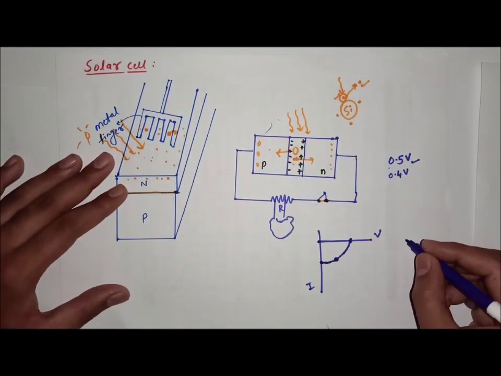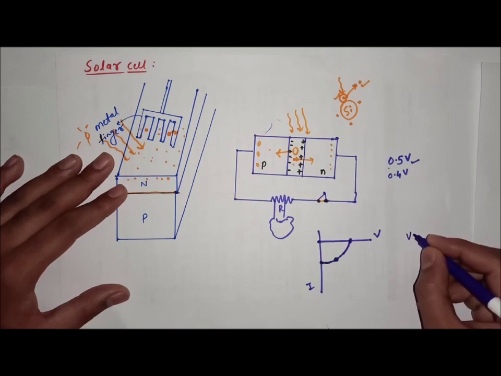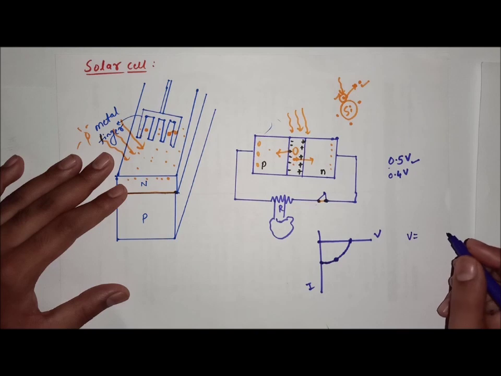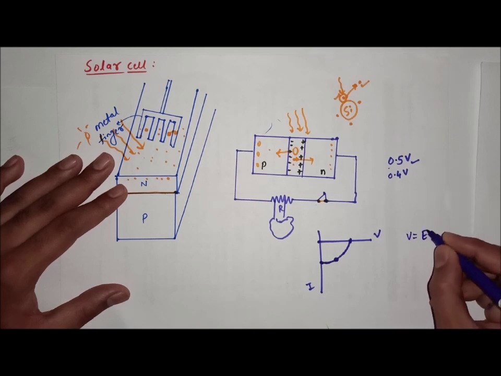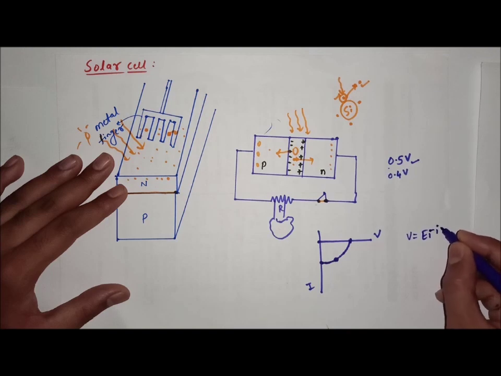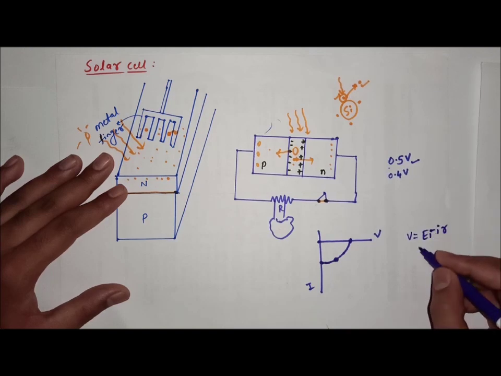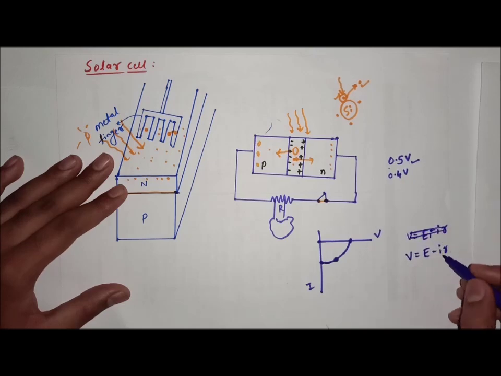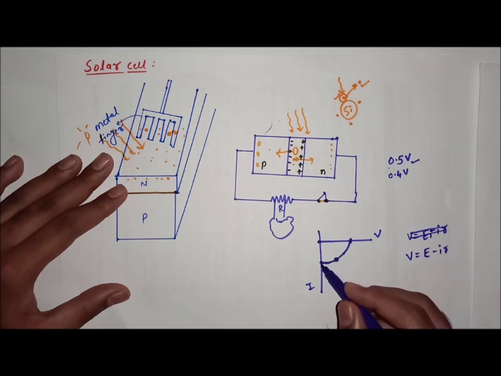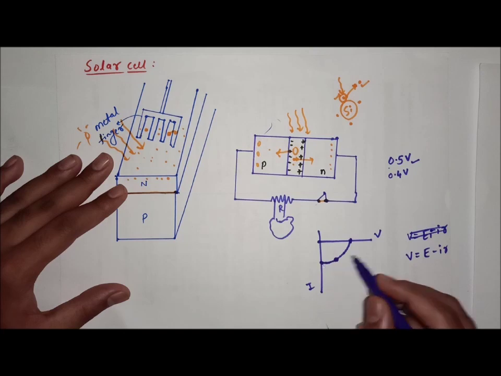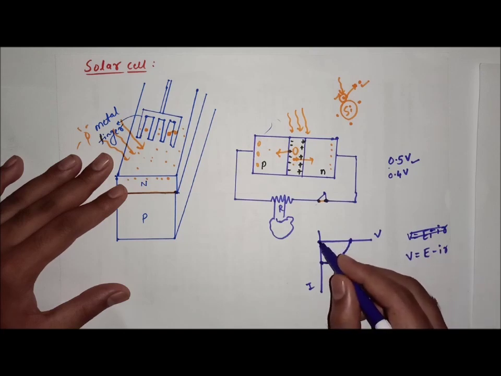So it is plotted using the formula we have. This is studied in one of the chapters called current electricity. V is equal to E minus IR. As the current increases, what happens? The voltage keeps on decreasing, because you are subtracting the term. So once the maximum current value is reached, the voltage becomes zero. So voltage has reached zero here.